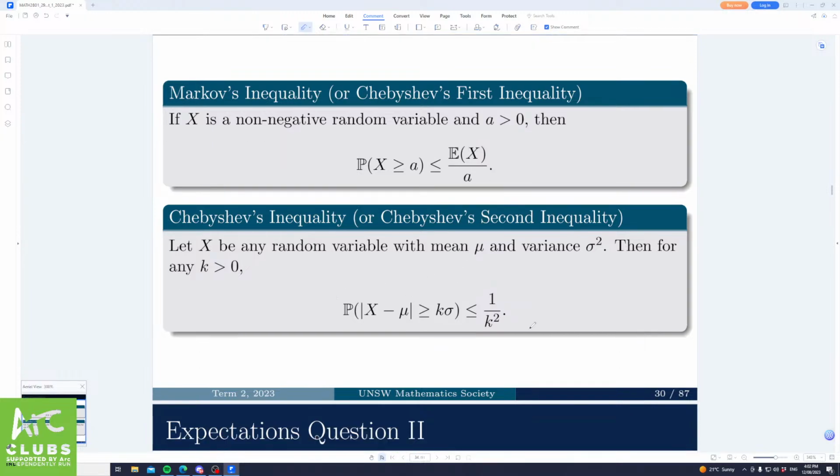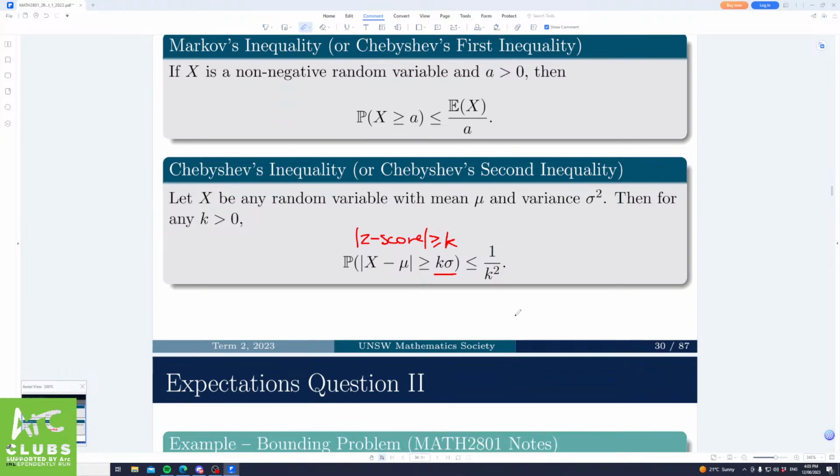And also Chebyshev's second inequality, which is this one. This one's saying pretty much the distance between your random variable and the mean of it. The probability that that distance is greater than or equal to k sigma, where sigma is your standard deviation, is less than or equal to 1 on k squared. For those familiar with z-score, this is pretty much saying the probability that your z-score is greater than or equal to k is less than or equal to 1 on k squared. Maybe that's a bit more intuitive or nicer to think about.